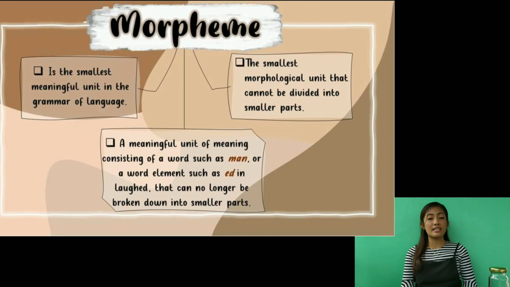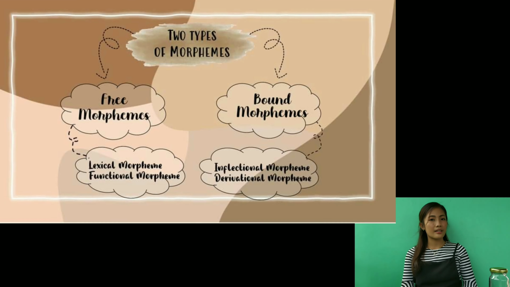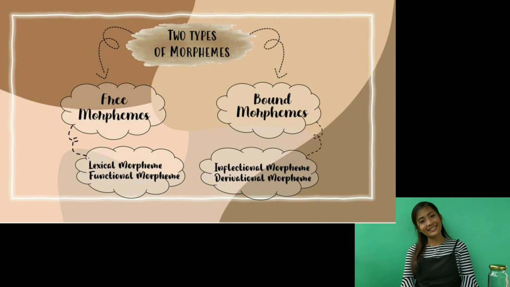Another example is the word singers. So singers contains 3 morphemes. First is the root word sing, and the 2 suffixes which are the er and the s. So do you understand? Is it clear?